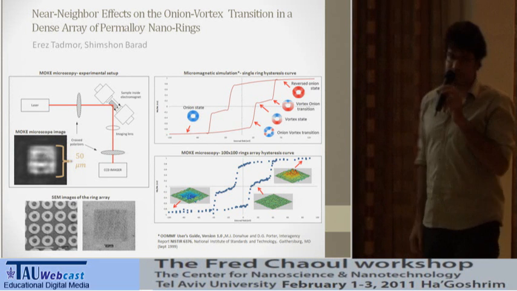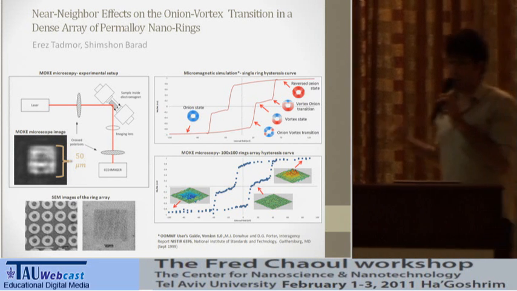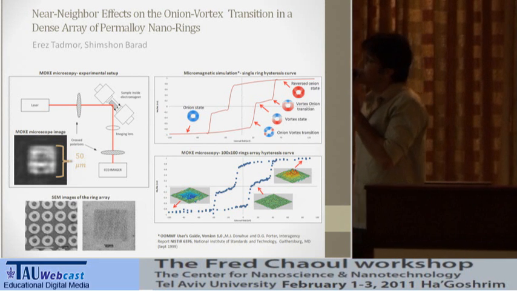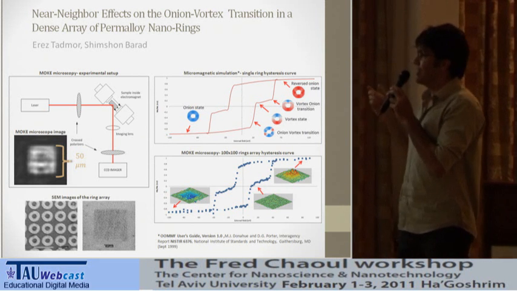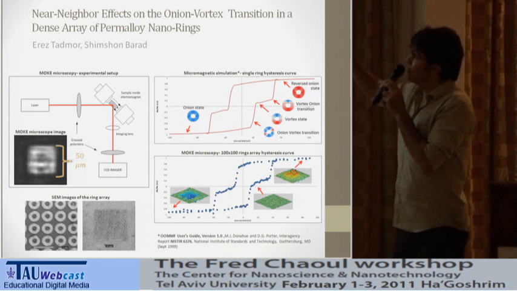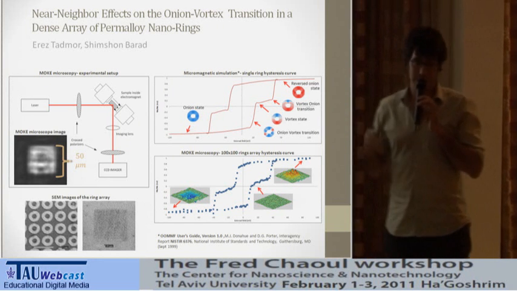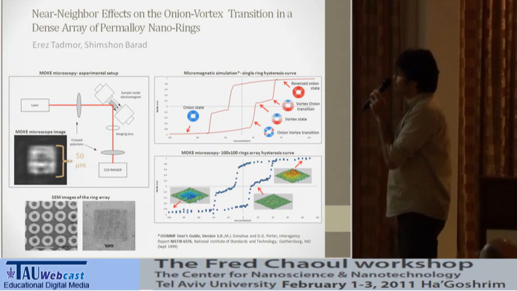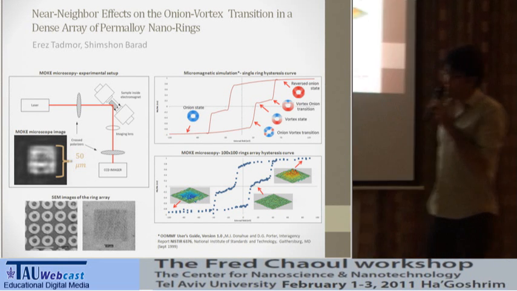The middle one is a vortex state, and the vortex state is very interesting application-wise because it exhibits a very small stray field and very little sensitivity to the edge, which is very good in applications such as data storage and sensors. So we study very dense arrays of those rings.